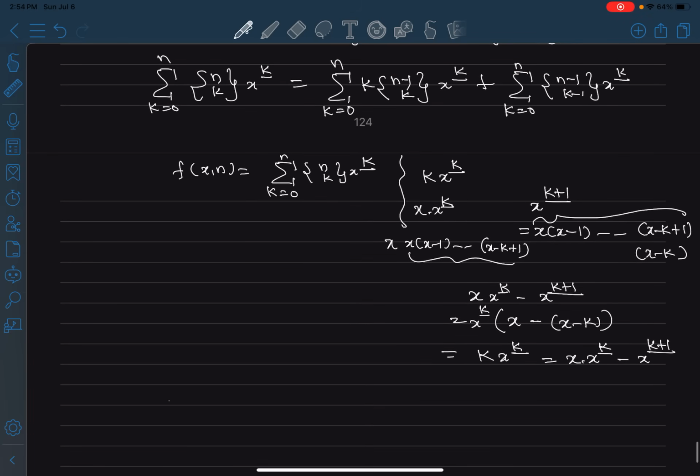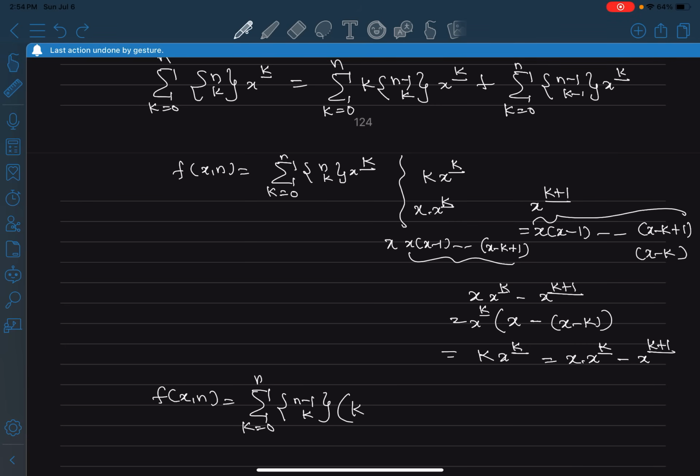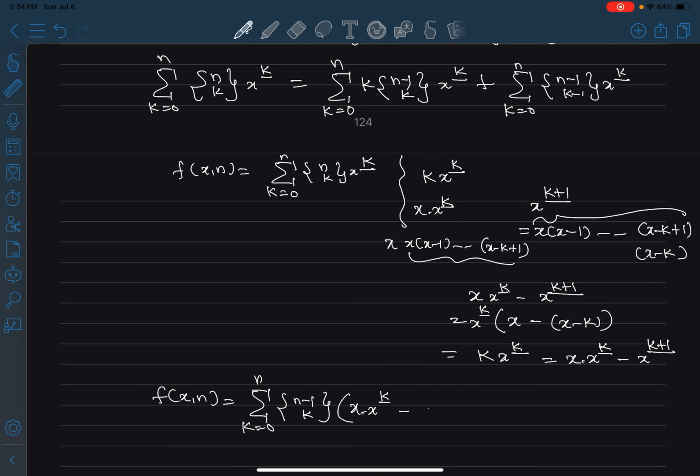So we will have f(x, n) as the sum from k equals 0 to n of (n-1 choose k) times k times x to the power falling factorial k, and the remaining expression can be written as x times x to the power k minus x to the power k plus 1 falling factorial. For now, we write the other expression as it is, and we will notice something: (n-1 choose k-1) x to the power k.